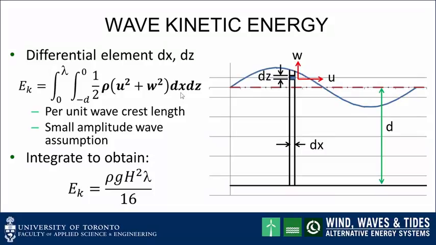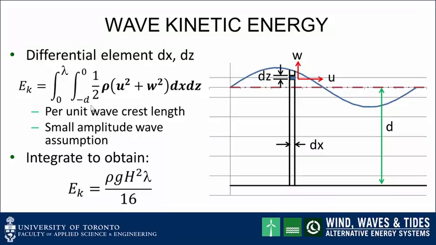We have our dimensions dx and dz, and the third dimension dy is into the plane of the slide, and that is per unit wave crest length. So this is a common way of specifying wave characteristics.